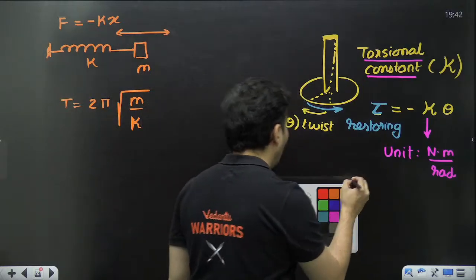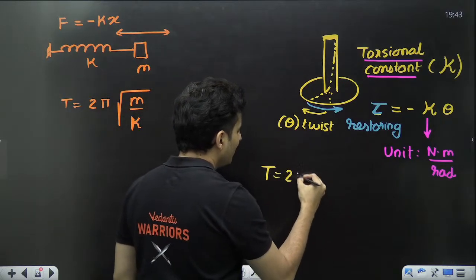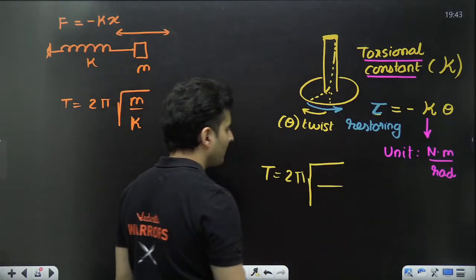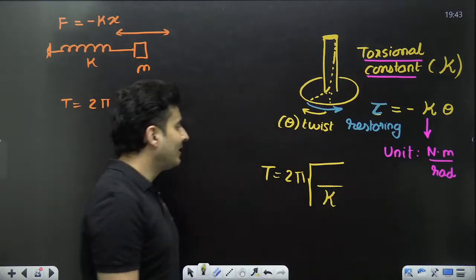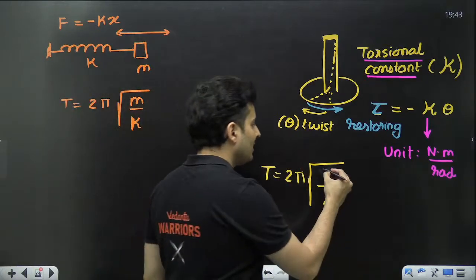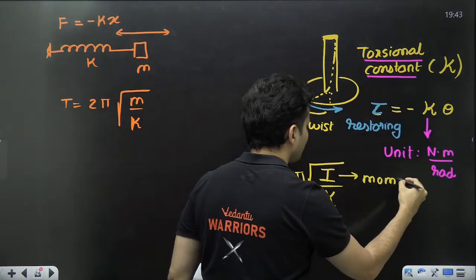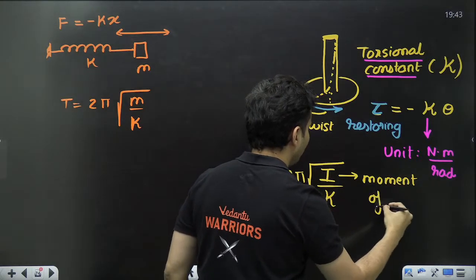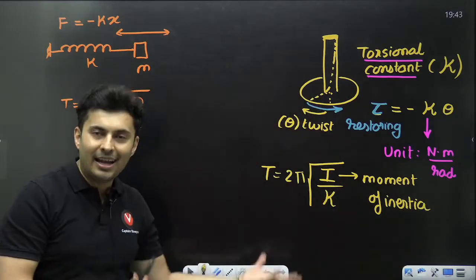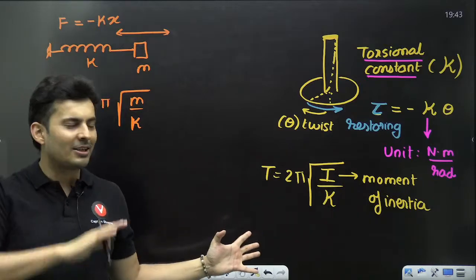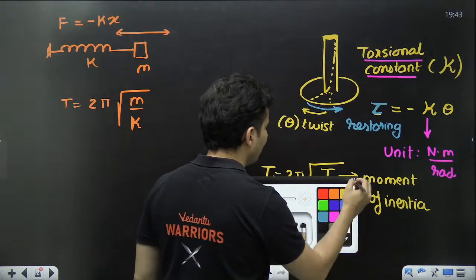And now, just like here, time period was 2 pi under root m by k. What do you think might come inside the root? Instead of k, you will have the torsional constant. Instead of mass, you won't have mass here. Here you will have I, which is nothing but moment of inertia. That's all. That's the major difference in angular SHM versus linear SHM, nothing else. So time period is 2 pi under root I by K. This is the main formula.